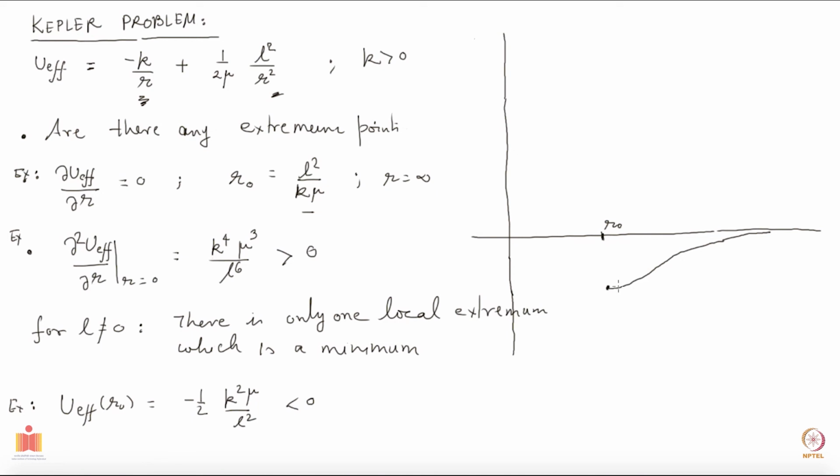Anyhow, and then it blows up. So your y-axis is U effective, this is r, and that's the effective potential that you have. Now our task is to analyze the motion of this particle mu in this potential. That's what we will take up next.